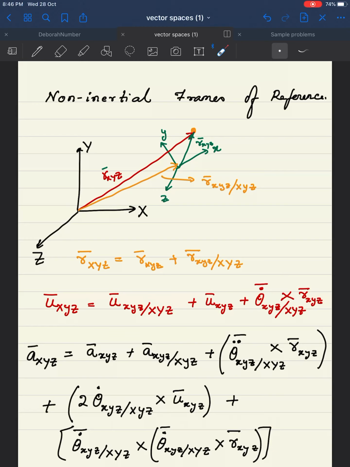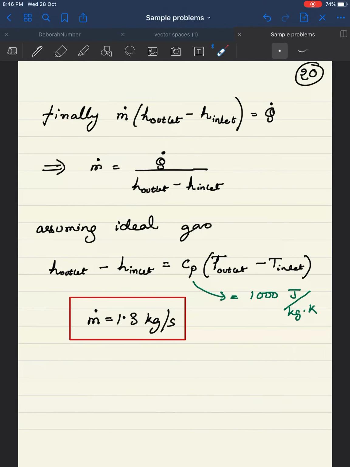So this is how you have to deal with non-inertial reference frames. So remember, let me just see how we are doing on time. Okay, I'll just end it right now, this particular portion, and then I'll start off with one of the sample problems in the next set. Okay.